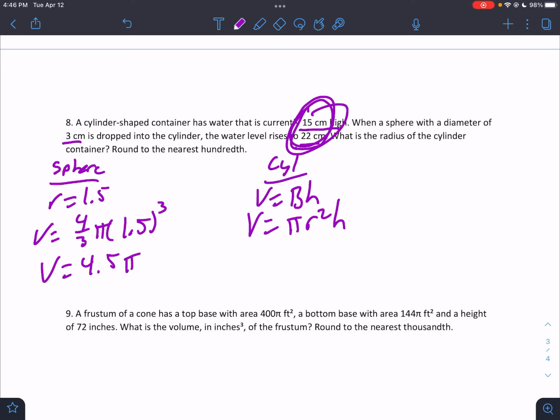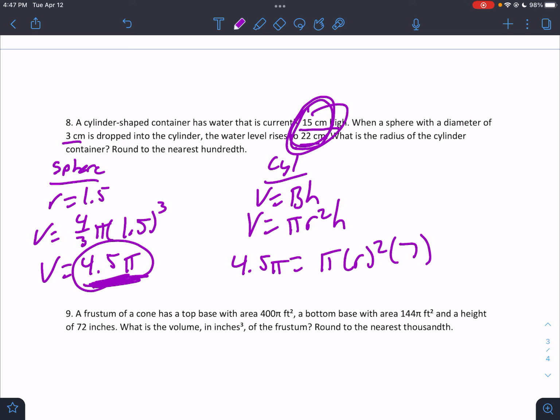It rose 7 centimeters. And we know what that volume is, right? When we dropped it in, it rose 7 centimeters, and we know that the volume of the sphere is 4.5 pi. So we know that 4.5 pi has to equal pi times r squared times that 7 centimeters.